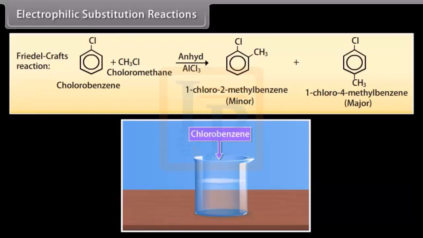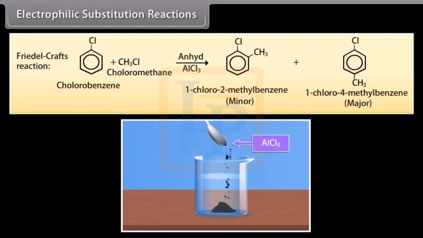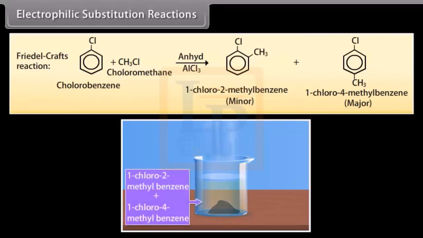Friedel-Crafts reaction. When chlorobenzene is mixed with chloromethane and then some pieces of anhydrous aluminium chloride are added, it reacts to give 1-chloro-2-methylbenzene, which is a minor product, and 1-chloro-4-methylbenzene, which is a major product.